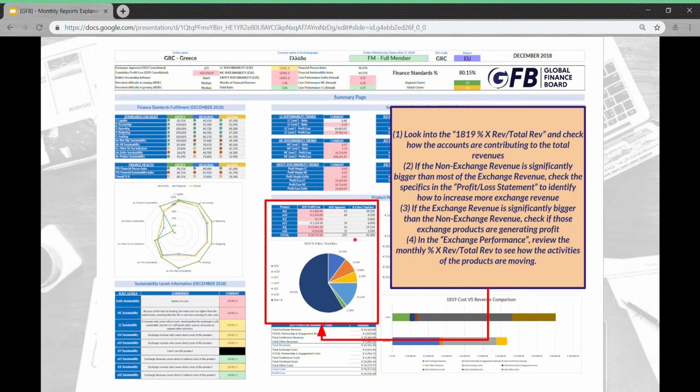Then the next one is the 1819 percentage of exchange revenue divided by total revenue. Check how the accounts are contributing to the total revenues. If the non-exchange revenue is significantly bigger than most of the exchange revenue, check the specifics in the profit loss statement to identify how to increase exchange revenue. If exchange revenue is slightly bigger than the non-exchange revenue, check if those exchange products are generating profit. In the exchange revenue, review the monthly percentage of exchange revenue per total revenue to see how the activities of the products are moving.